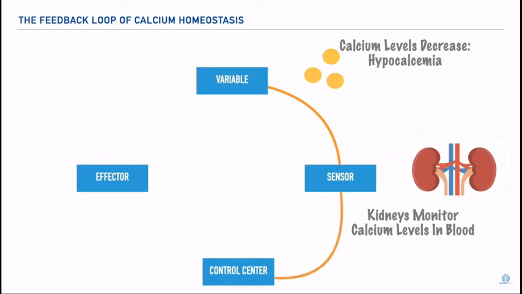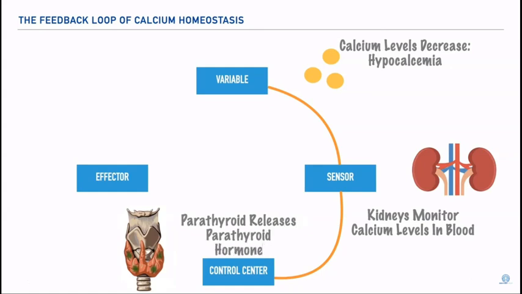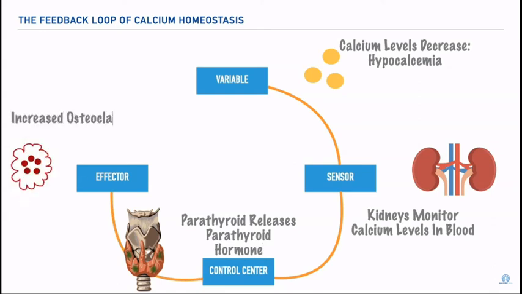And the brain would task the parathyroid gland, noted by the green structures you see here, to secrete parathyroid hormone. Parathyroid hormone would then lead to the action of an effector. And in this case, the effector would be increased osteoclast activity. So remember that the role of osteoclasts is to clean up old bone or reabsorb bone tissue. And so what the osteoclast will do is reabsorb bone tissue.